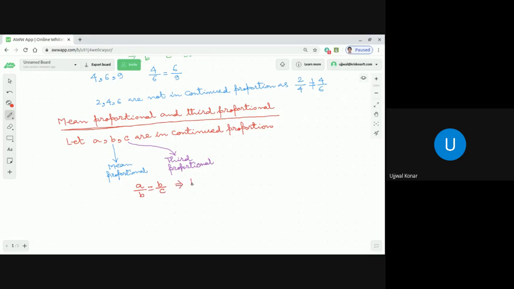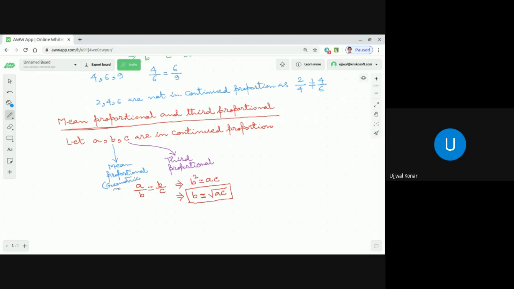From here, what can we say? We can say B square is equal to A into C. So from here, B is equal to plus minus square root of A into C. But we are only taking the positive square root. So if we know A and C, we can find the value of B. Just for your information, mean proportional is also known as geometric mean.